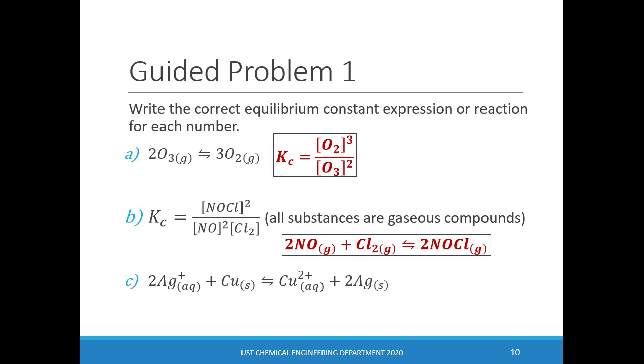Finally, for the last reaction, as mentioned, remember that solids are not included in the equilibrium constant expression. Therefore, the expression will just be copper 2 plus divided by Ag plus squared.